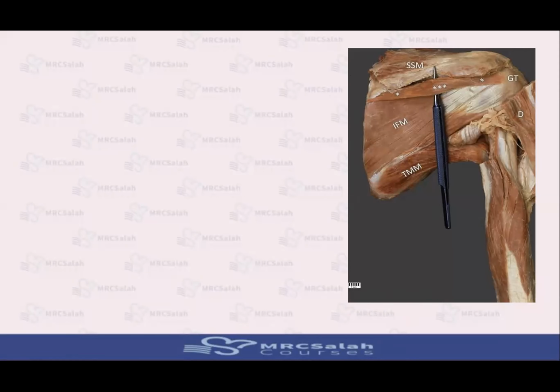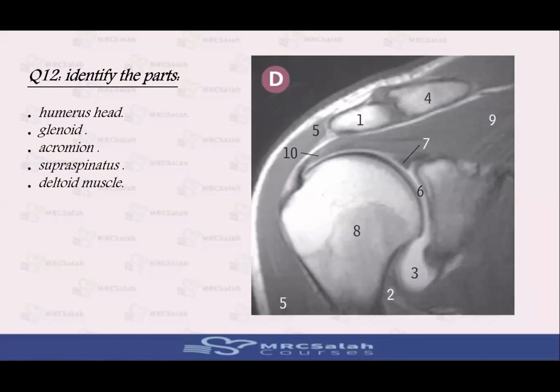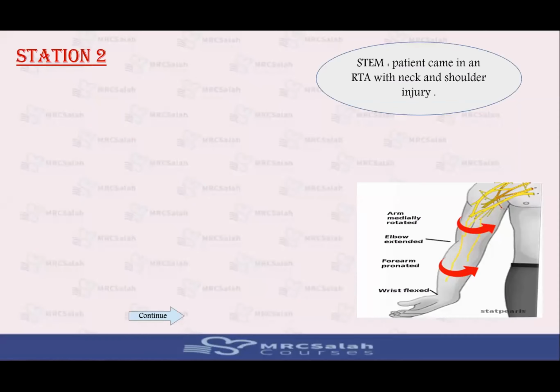I don't know who chose the station. We have one female and one male. Okay, whoever chose the station, please raise your hand or write in the group that this is you. Okay, the stem for this station is a patient who came in an RTA with a suspected neck and shoulder injury. Okay, we will start with Dr. Shaiman for the first question, then we will go to Dr. Nidal for the second question. Is that okay? Yeah. Okay.